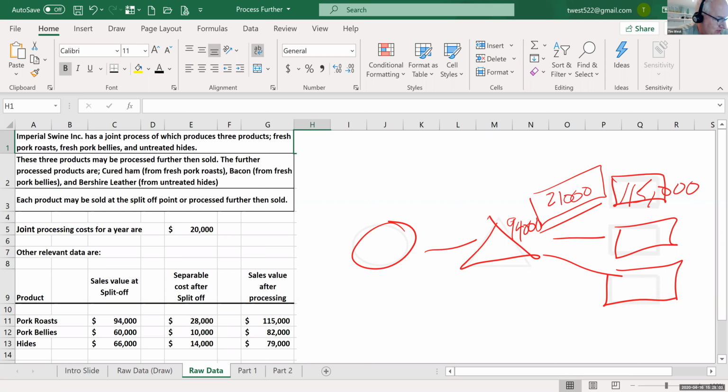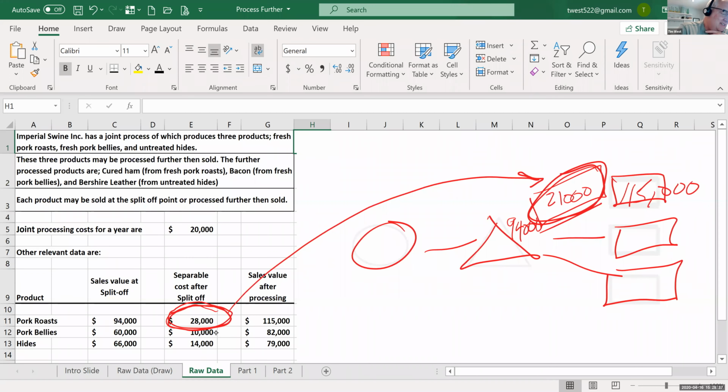What you have to consider is how much it's going to cost us to earn this extra $21,000. Yes, that is our separable cost after split off. That's our extra processing cost. So it's 28,000, right? The punchline of this analysis is that we are paying $28,000 to earn $21,000 in this particular case.